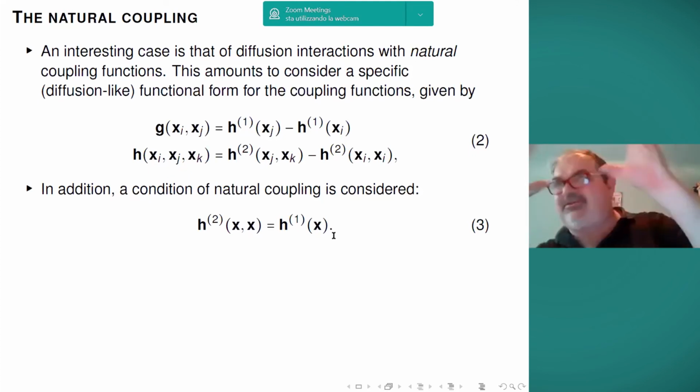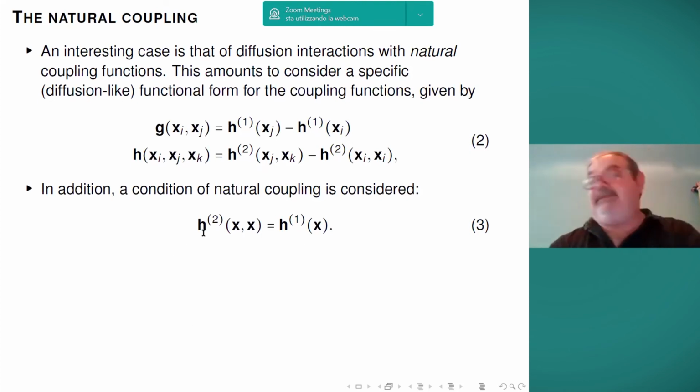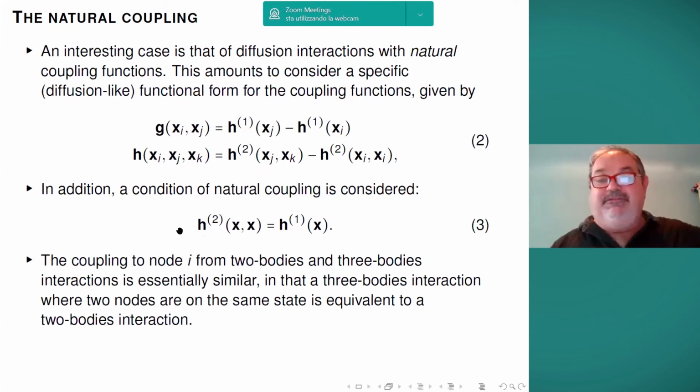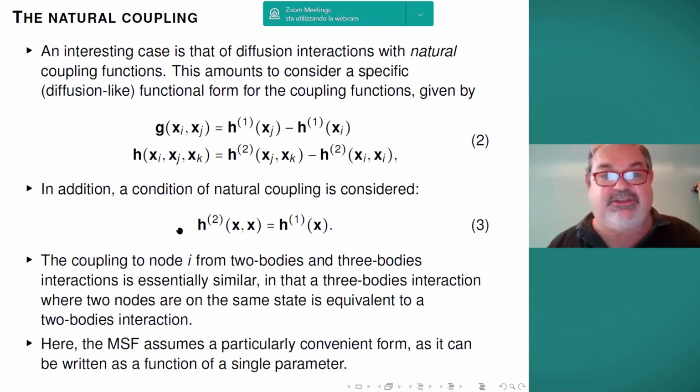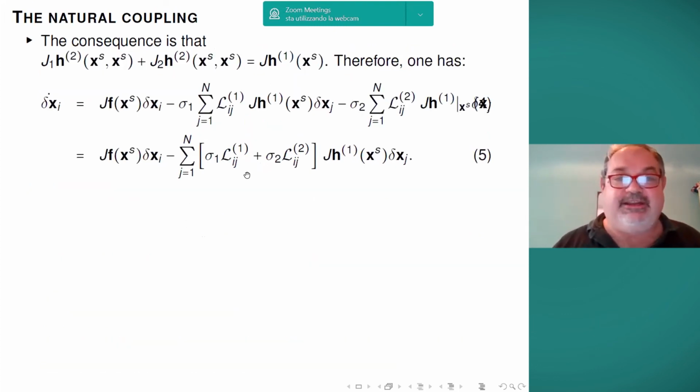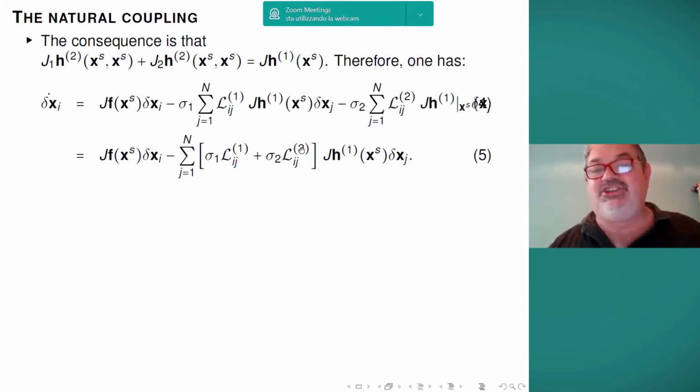This means natural coupling, and it's expressed by this condition. When you have this condition, this simplifies enormously because now the Laplacians here can be summed term by term. And so now you have sigma 1 Lij1 plus sigma 2 Lij2.